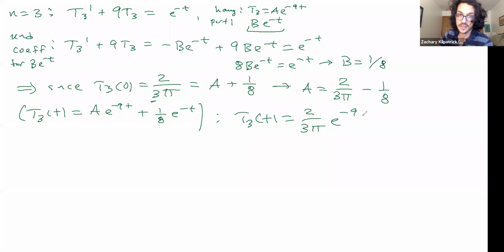eighth, okay? So finally, we get T3, sorry, I know I'm being a bit sloppy here, 2 over 3 pi e to the minus 9t plus an eighth e to the minus t minus e to the minus 9t, okay? So we're pretty much done. We just have to put everything back together, right?